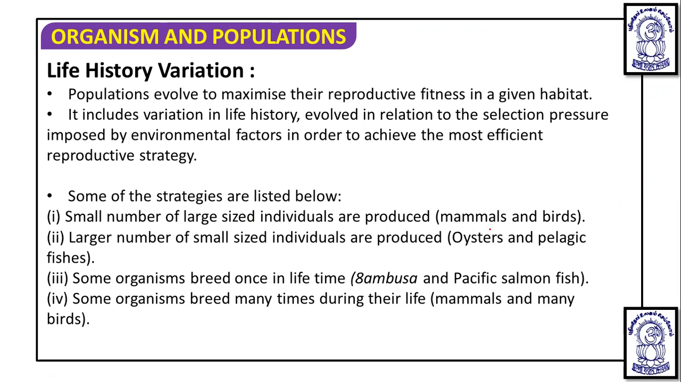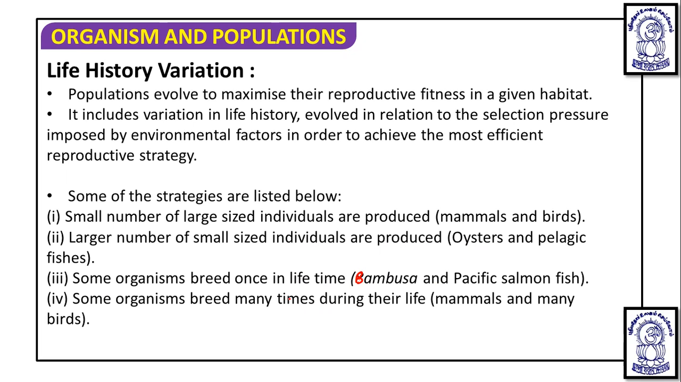Mammals and birds are the examples. Whereas a larger number of small-sized individuals produce a large number, so their population will be large and they can compete better. Oysters and pelagic fishes are such. In the same way, some organisms breed once in their lifetime, that is bamboo and Pacific salmon fish. Whereas some organisms breed many times during their life, that is mammals and many birds.